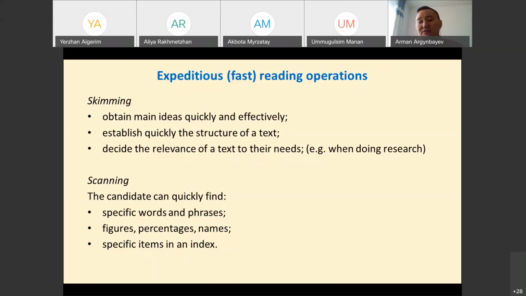And skimming is reading for gist. It is also known as reading for gist, which means obtaining the general information rather than details. And the most popular question might be like, what is the text about? The text is about friendship, for example. The text is about war or whatever.